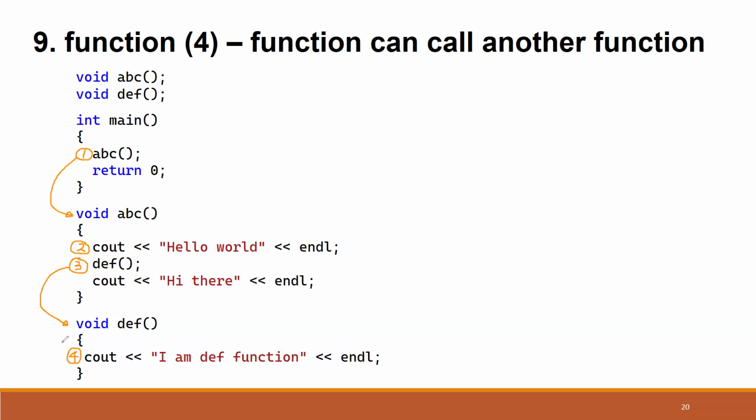And after that, computer control will go back, right? Go back here, okay? So hi there will be printed out. After that, computer control will go back, but there's nothing. So if you run this code, hello world is printed out, and the IAMDEF function is printed out. Finally, hi there will be printed out. So you may call a function from another function that is not main, okay? We will do this after the midterm, okay?